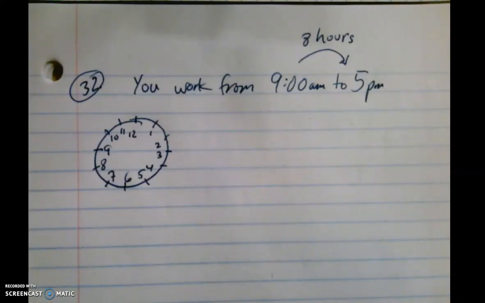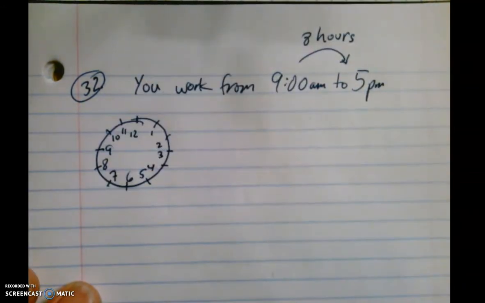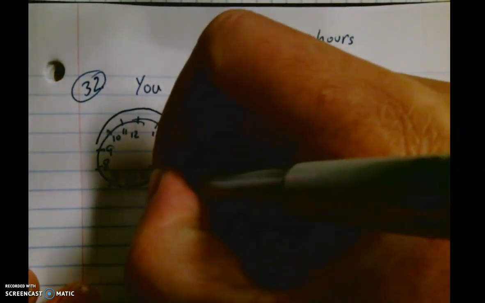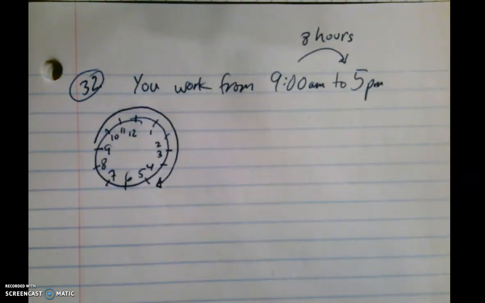All right, so this is a little trickier, but it's not too bad. 9 to 5 is 8 hours. Or if you're looking at the clock, I'm very visual, I like to look at it, you're going from here down to here. Okay. So what is each individual marking on this?